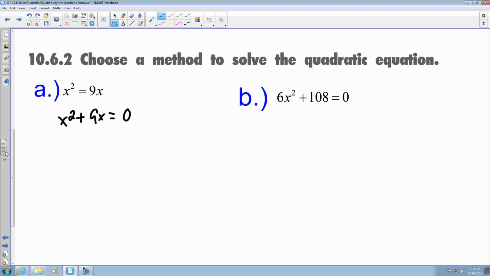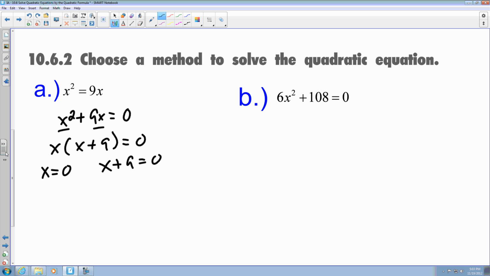And I notice that I have a common factor of x. So I think I'm going to factor out an x. And now all I have to do is use the zero product property like we used in chapter 9. So I know that x will equal 0 and x plus 9 will equal 0.